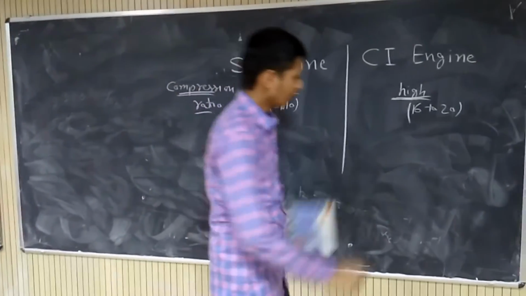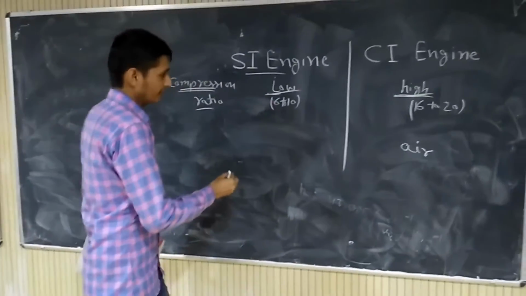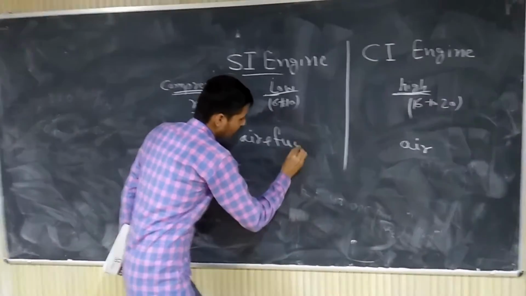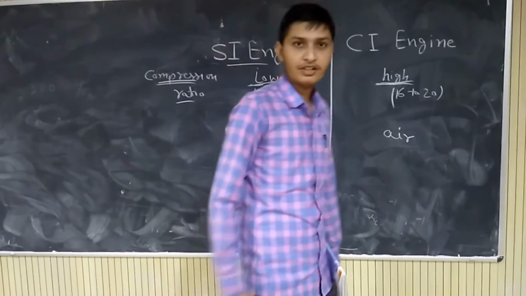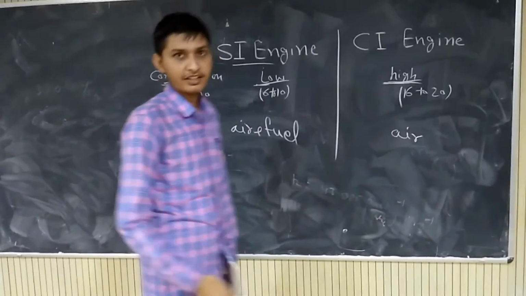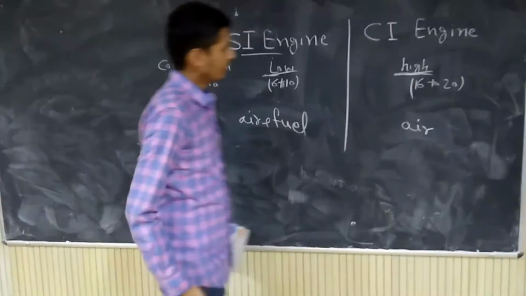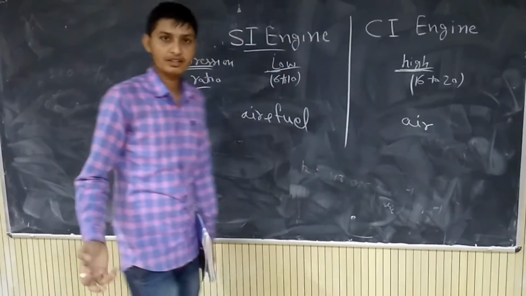In the CI engine, only air is drawn during the suction stroke, but in the SI engine, air plus fuel is drawn during the suction stroke. If the compression ratio is high, more heat will be generated, which is directly related to pressure and temperature. In the CI engine, only air is compressed, so there is no problem of pre-ignition.